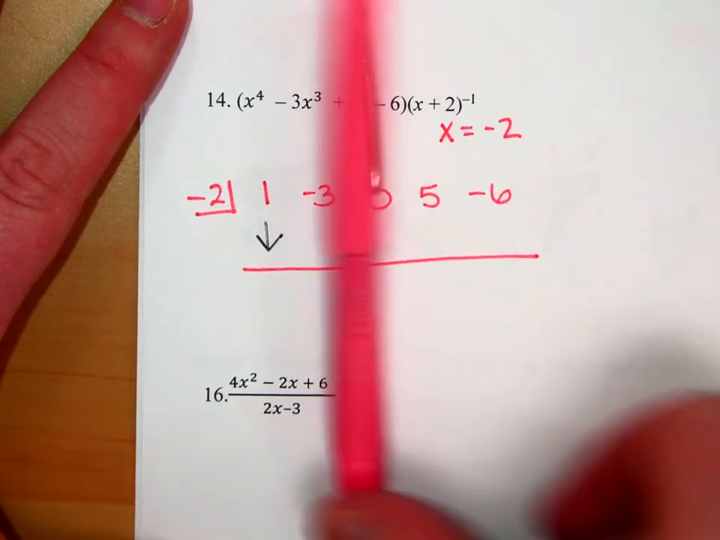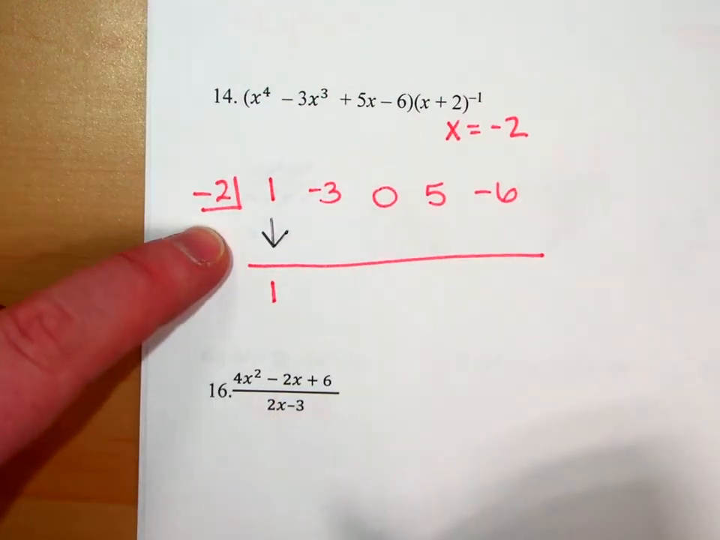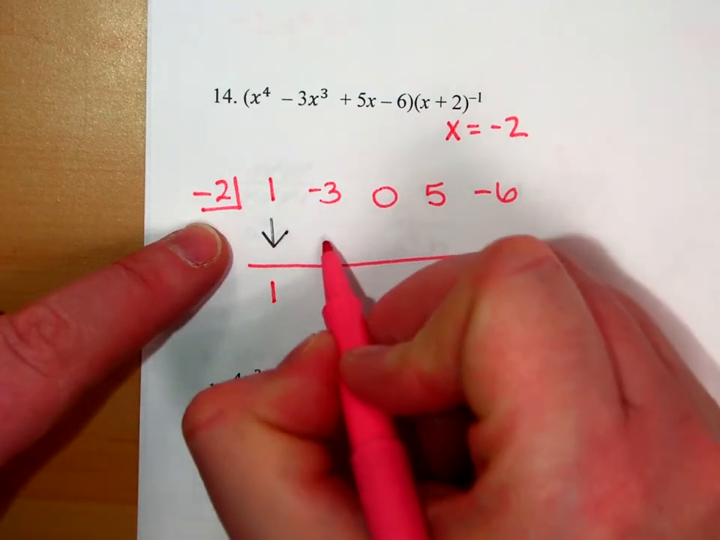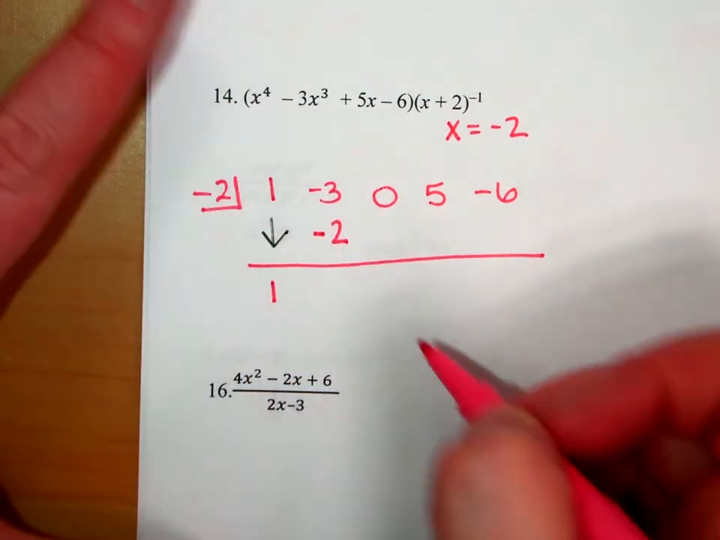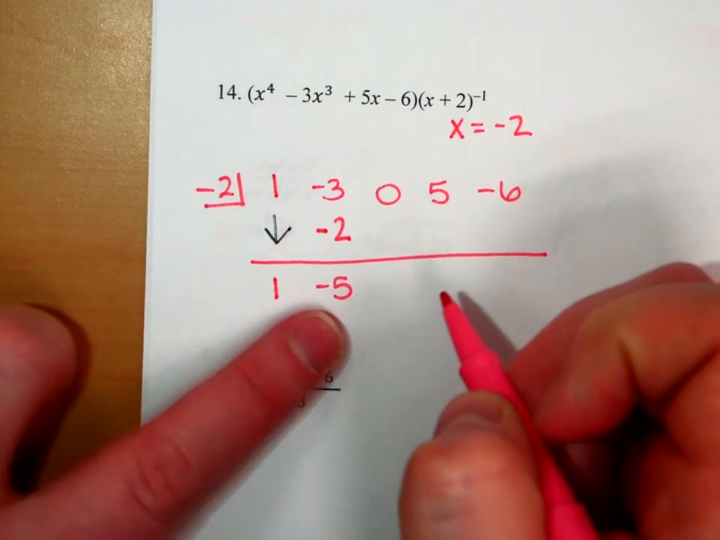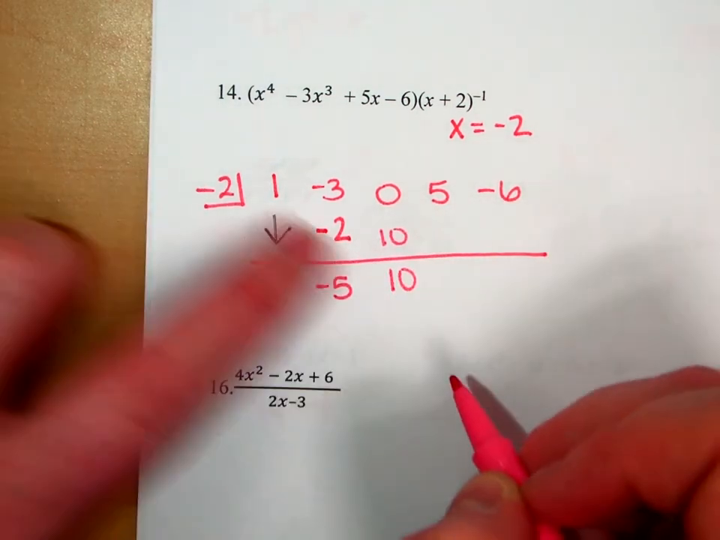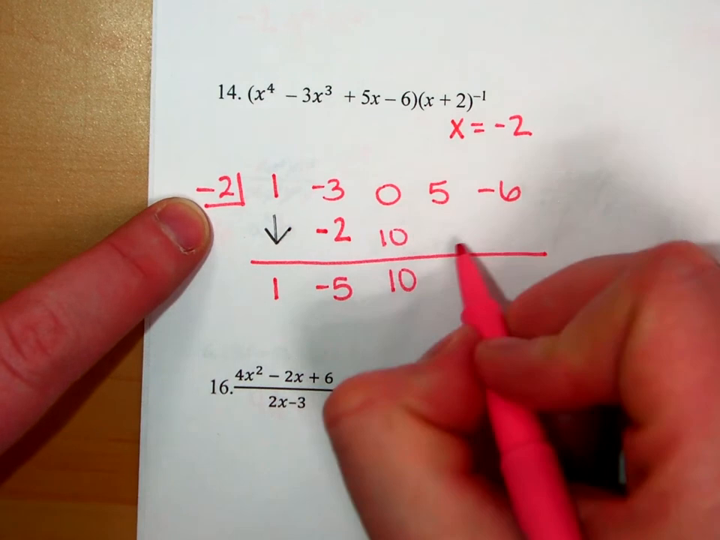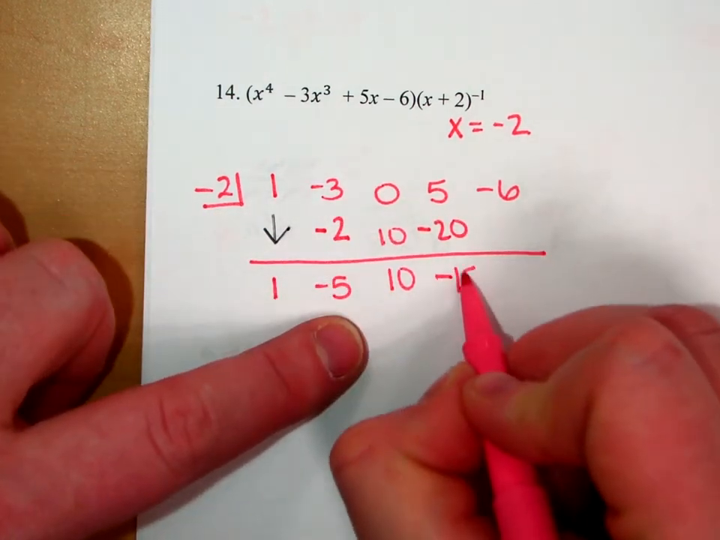So this is 1. And then what you do is you take this number down here times this box. 1 times negative 2, put it in the next spot next to the arrow, and then I'm going to add. So negative 5. Negative 5 times negative 2 is 10. I'm going to add that. 10 times negative 2 is negative 20. 5 plus negative 20 is negative 15.